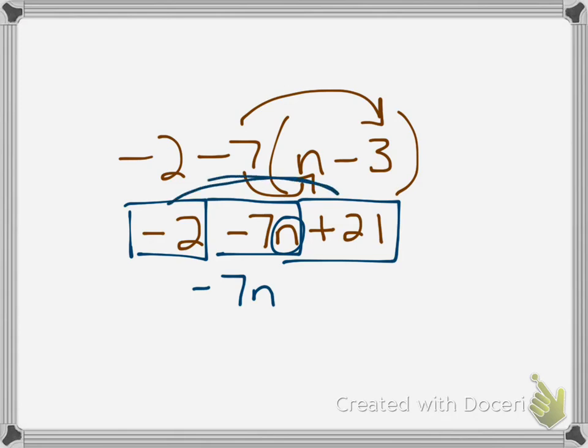This one is the only n term, so that just stays the way it is, negative 7n. But I can put these two together, and 21 minus 2 is one way of thinking about it, but it's negative 2 plus 21. It's not same signs add and keep. It's different signs subtract. That's 19. Take the sign of the highest number, the 21, then you'll be exact.